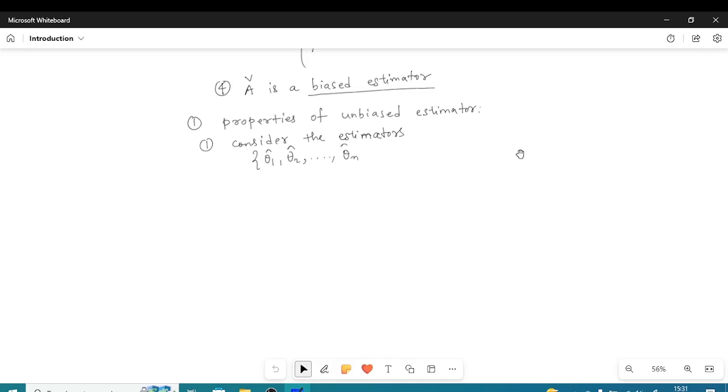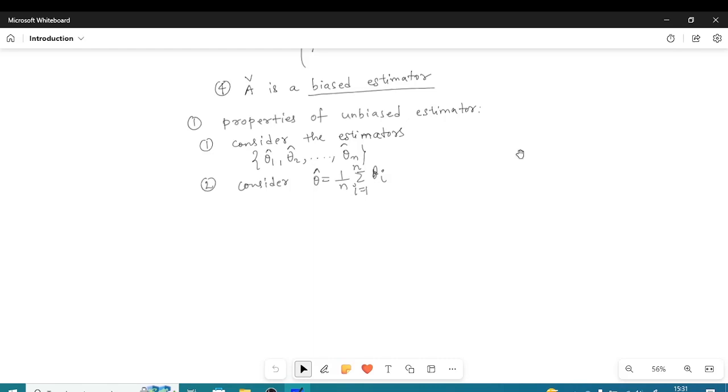So now suppose we average all these estimators. Let's consider theta hat equals average of all these estimators. Then the question is whether we get a better estimator or not. So if we average a large number of estimators, whether we get a better estimator or not.